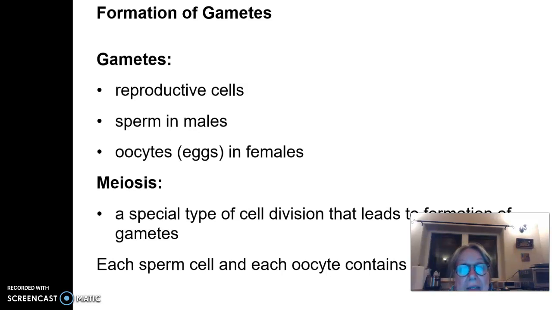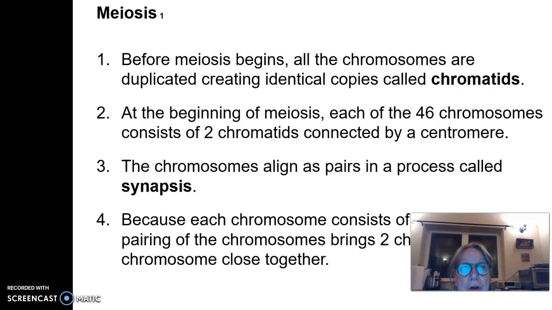MEI is sexual reproduction. MIT is cell division for any cell. So it's very, very important to remember the difference. Meiosis.